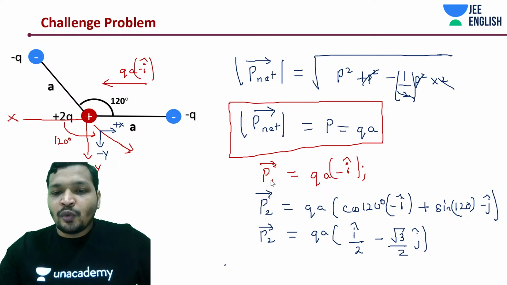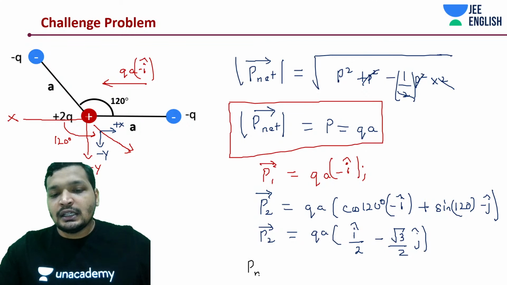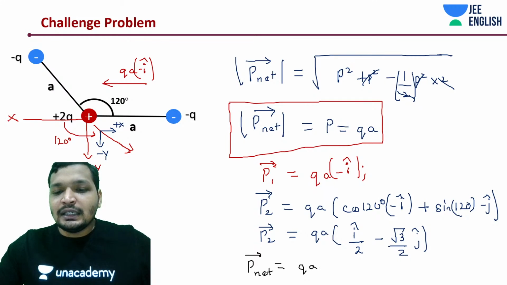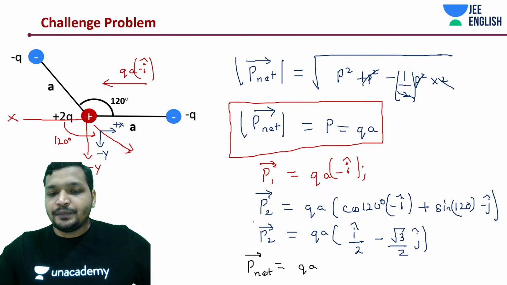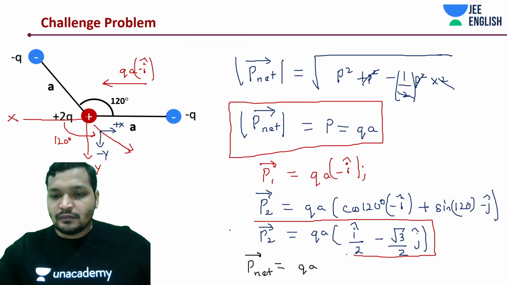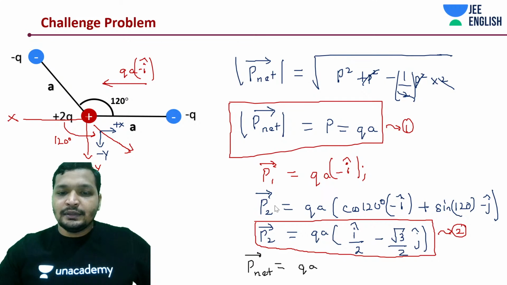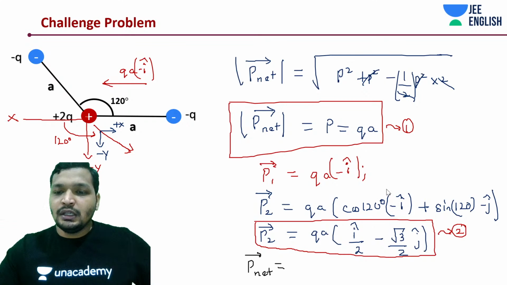So if I'm going to ask you what is the net dipole moment along with directions, etc., what is the equation of net dipole moment? It's going to be add this and this. Add 1 and 2. That's it. So if you add it, you may directly write it down. I hope you can understand how to do it.